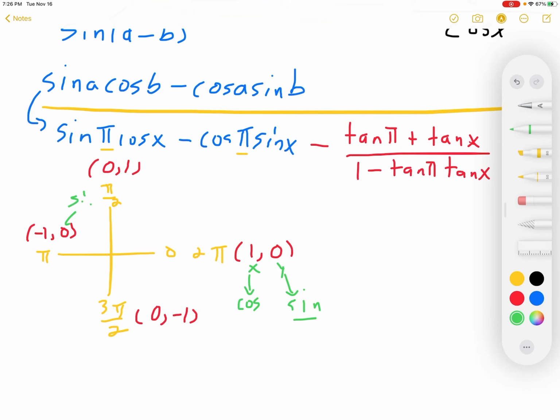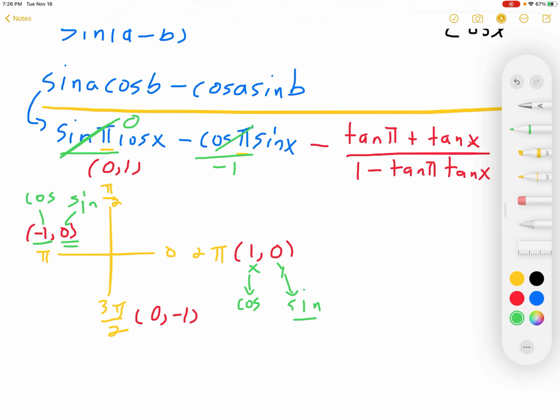If this is the sine and this is the cosine, then sine pi over here is really just 0. Furthermore, this I can actually cross out and put 0. And cos pi, or the value of cos at pi, is -1. So I can actually cross this out and put -1.